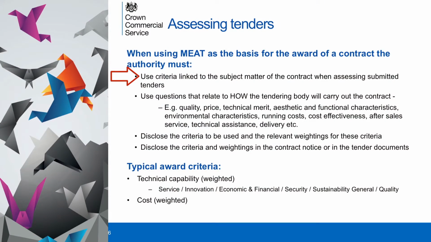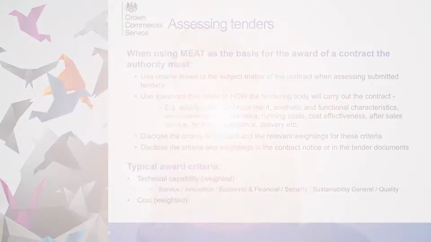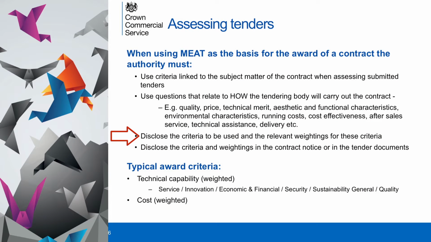If you're using MEAT as the basis for the award, however, there are also criteria that must be followed. The criteria that you're actually evaluating on must be linked to the subject matter that you're asking for in the contract. So we can only evaluate you on criteria that we've actually asked for. However, we have to disclose the criteria and the relevant weightings for these criteria up front. They have to be published in the contract notice or in the tender document. So before you actually decide to bid for something, you can see what that evaluation will be and what the weightings will be, and it's all very open, fair and upfront.